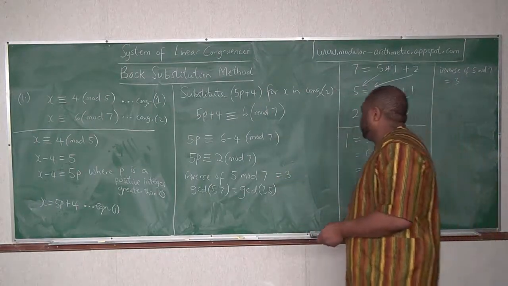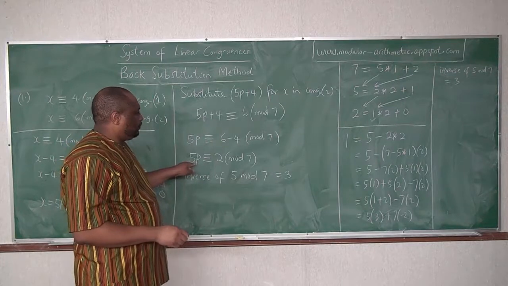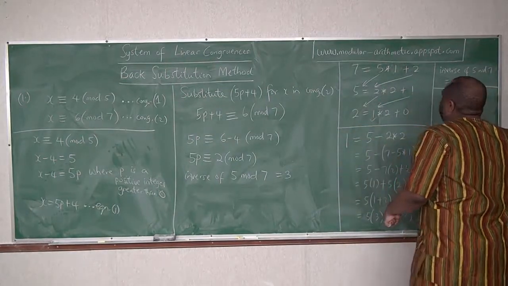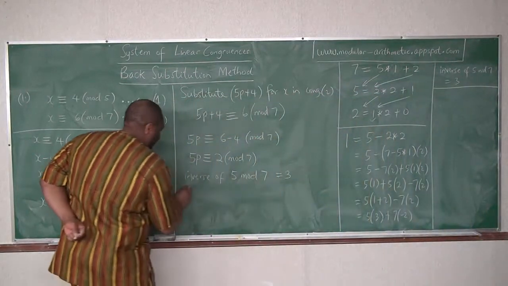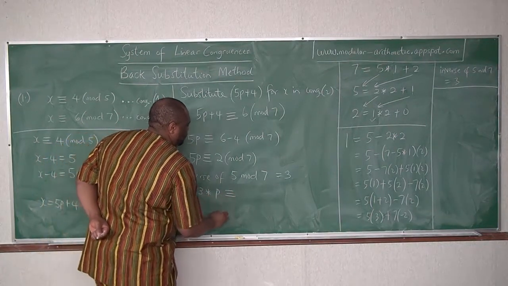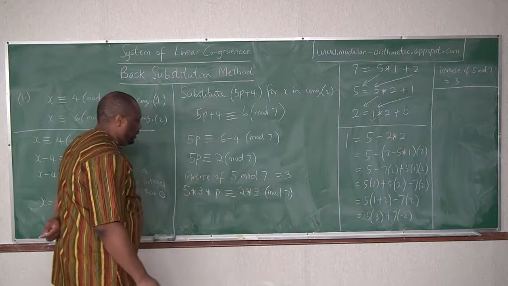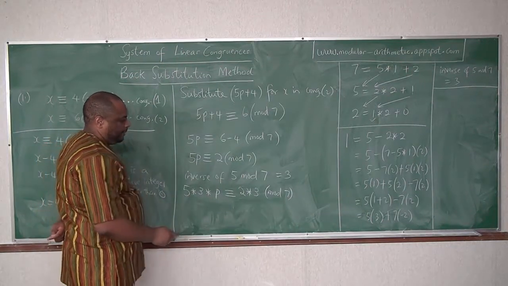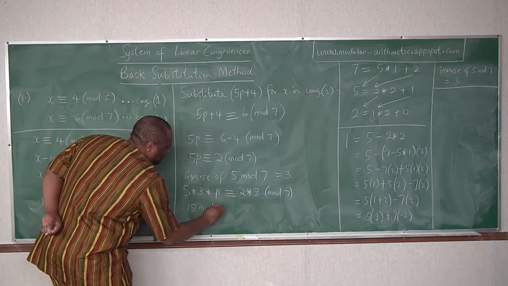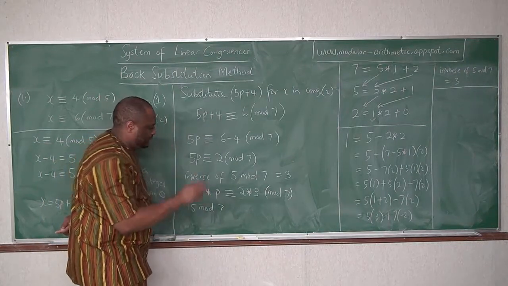So what we now have to do is multiply both sides by 3. So we have 5 times 3 times p is congruent to 2 times 3, mod 7. Okay, 5 times 3 is 15. 15 mod 7 is 1.